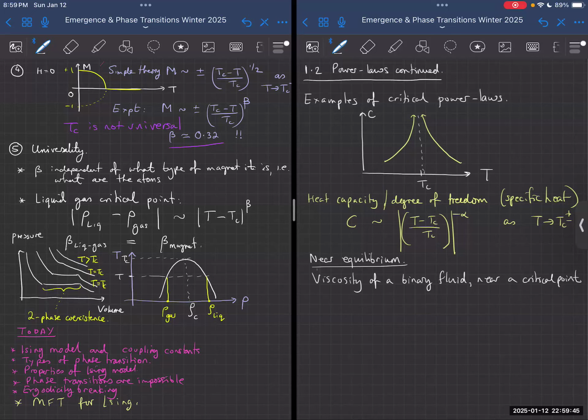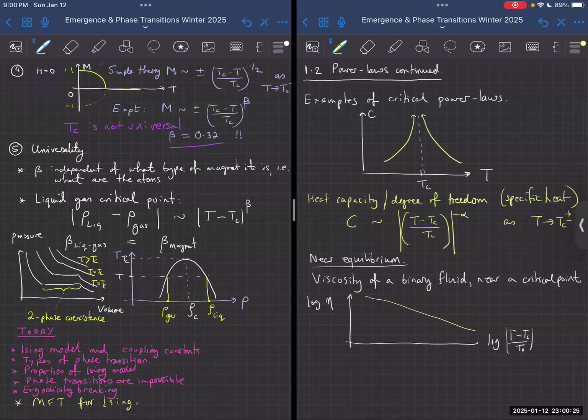So the binary fluid is a mixture of two fluids, and we're looking at the binary fluid just near its critical point. And if we measure the viscosity, I'm going to plot that as log of (T minus Tc) over Tc against the logarithm of the viscosity. Then that again looks like a power law. So that's what the data look like.